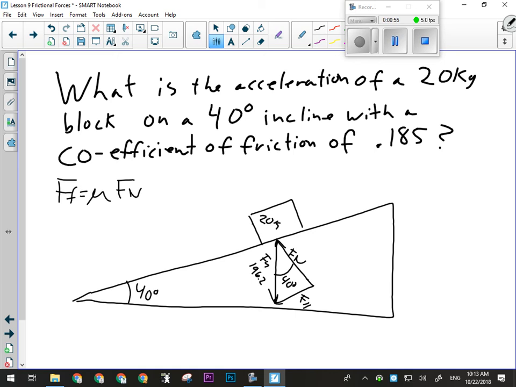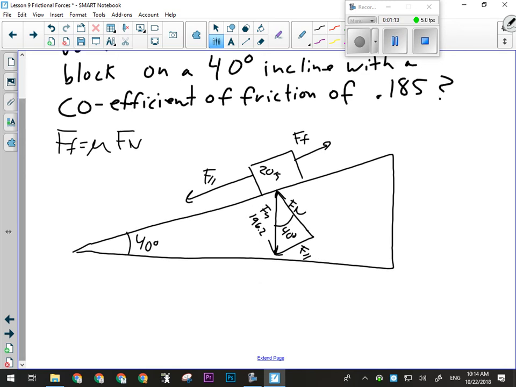So we'll calculate F parallel, because obviously F parallel is pretty important because it's the force pulling it down the ramp. Friction would then be opposing up the ramp. So we would need to calculate normal force in order to get the force of friction, and we've got to calculate F parallel so we know the downward force. Let's calculate F parallel first because that's something we're familiar with. So sine of 40 times 196.2 will give me my F parallel.